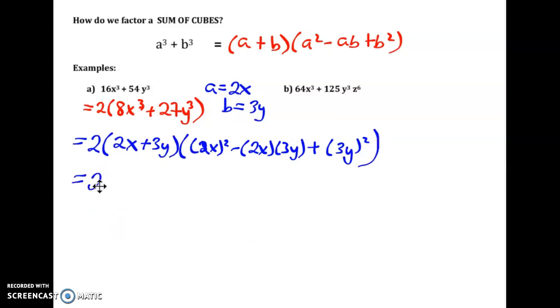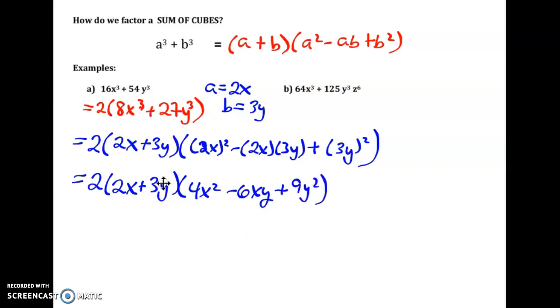And then we do want to simplify this and make sure that there's nothing else that we could factor. So simplifying 2x all squared, that would give us 4x squared. Okay, multiplying the 2x and the 3y, that'll give us negative 6xy. And then last but not least, we'd have a 9y squared. Okay, and there's no more common factors in any of those brackets. There's nothing that we could factor any further, so we'd be done there.